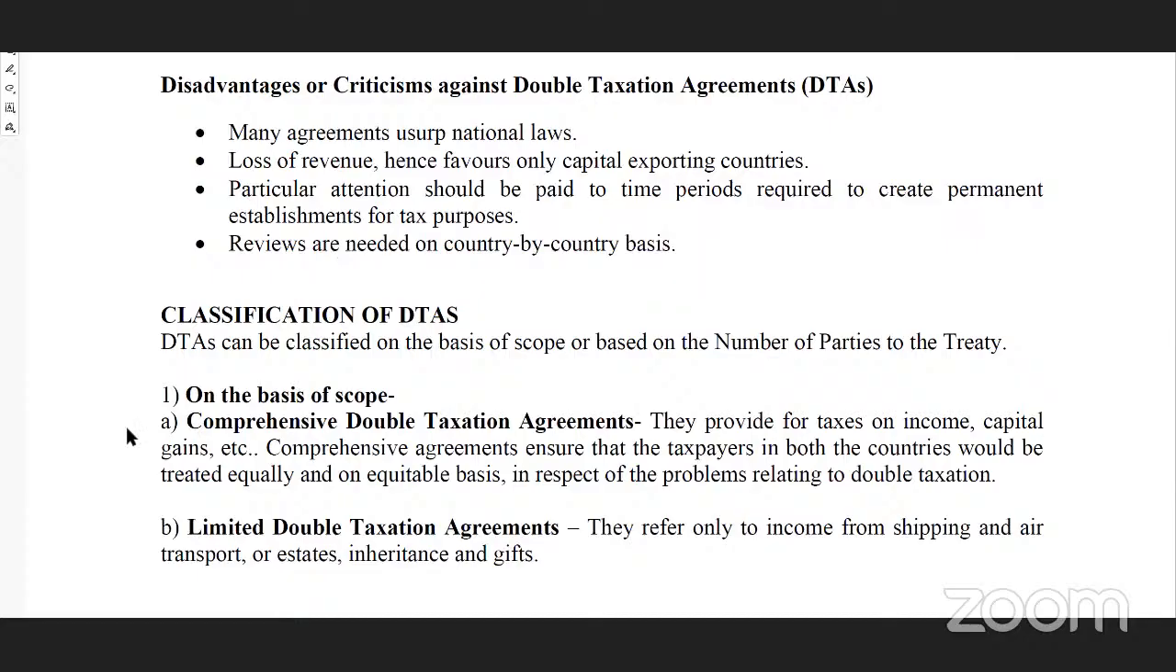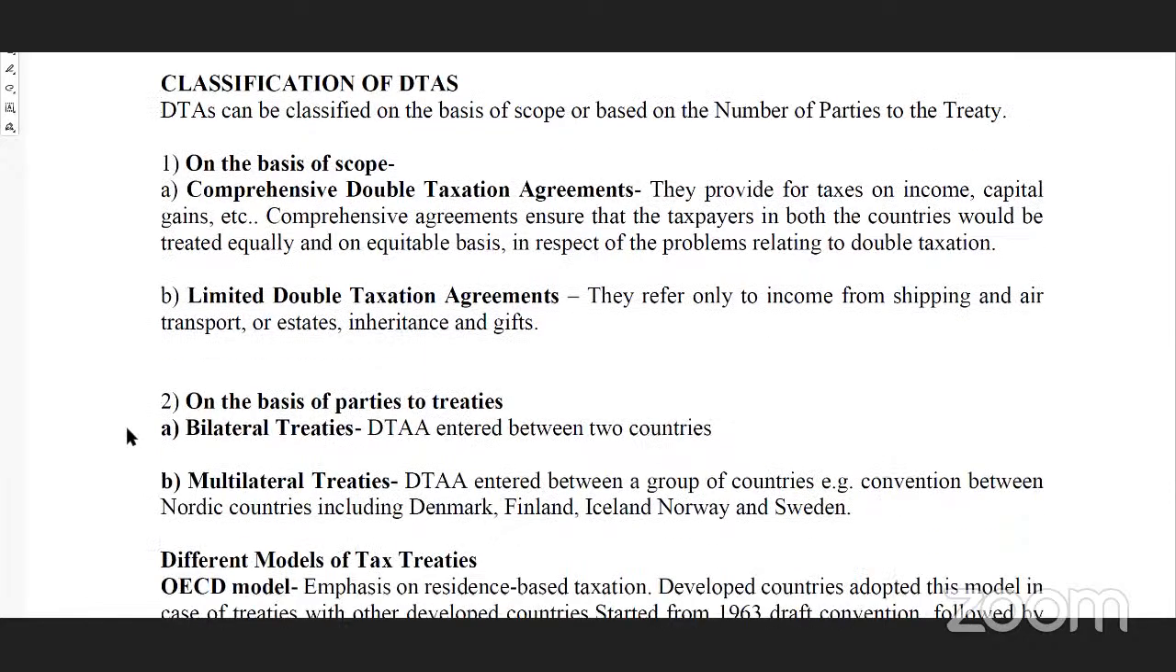Now, how do we classify DTAs? As I told you earlier, DTAs may be classified based on the scope, that is what is covered in the DTA, or based on the number of parties to the treaty. A DTA categorized by scope can be a comprehensive DTA or a limited DTA. A comprehensive DTA is one that provides for taxes on income, capital gains, etc.